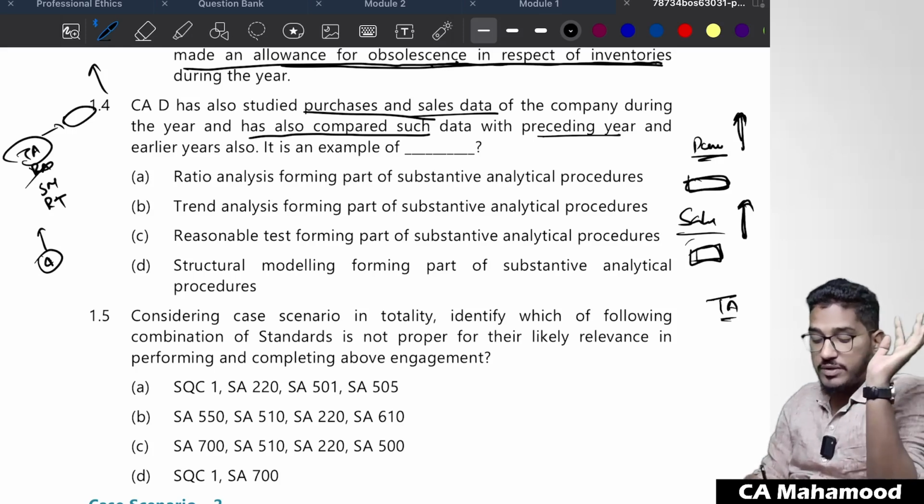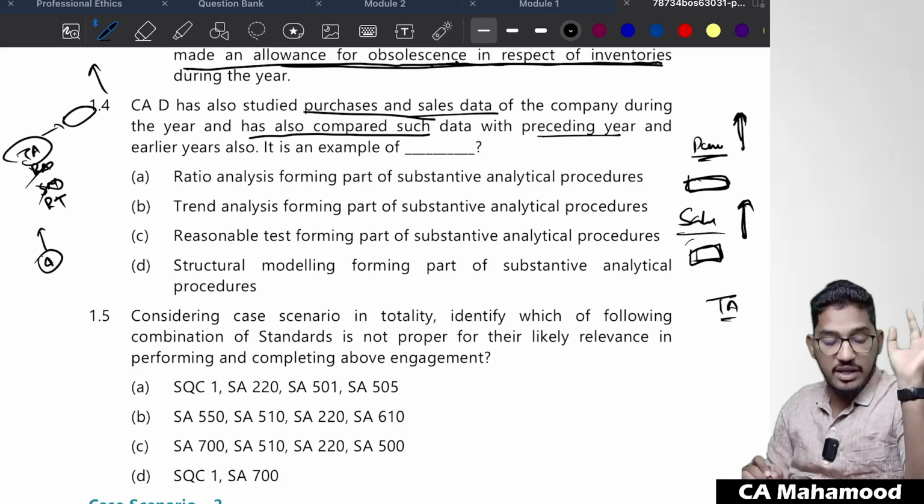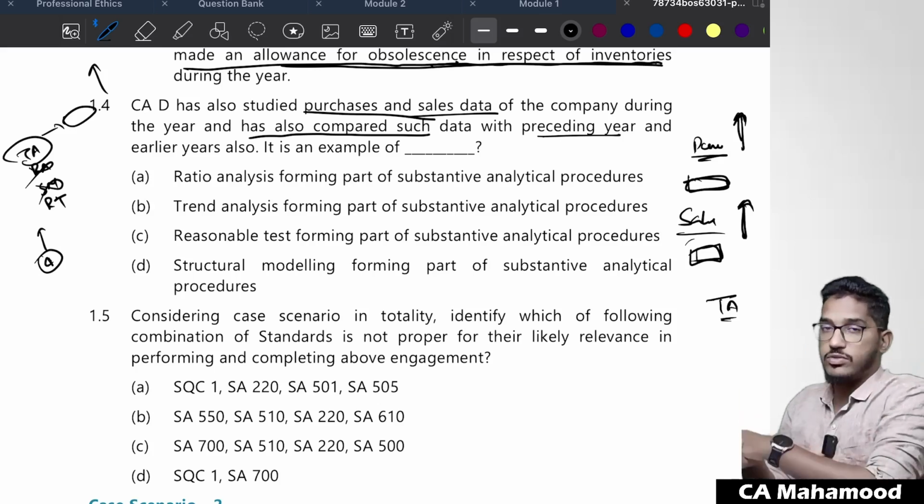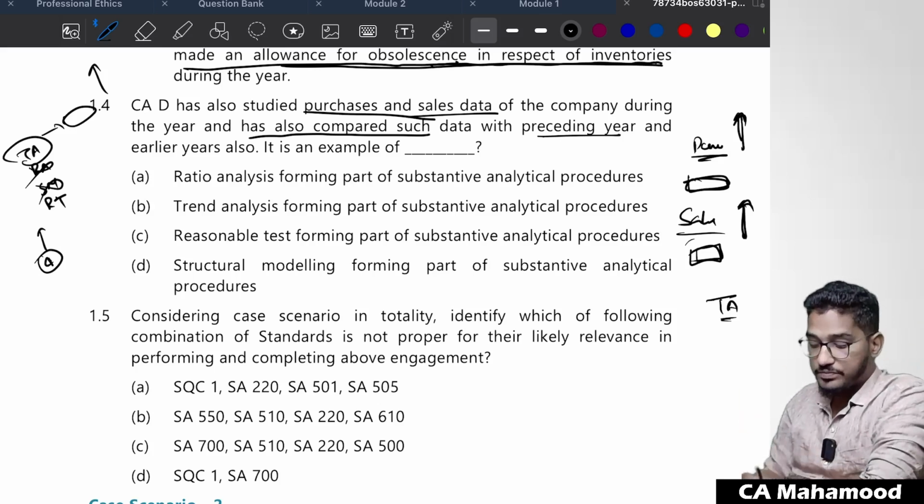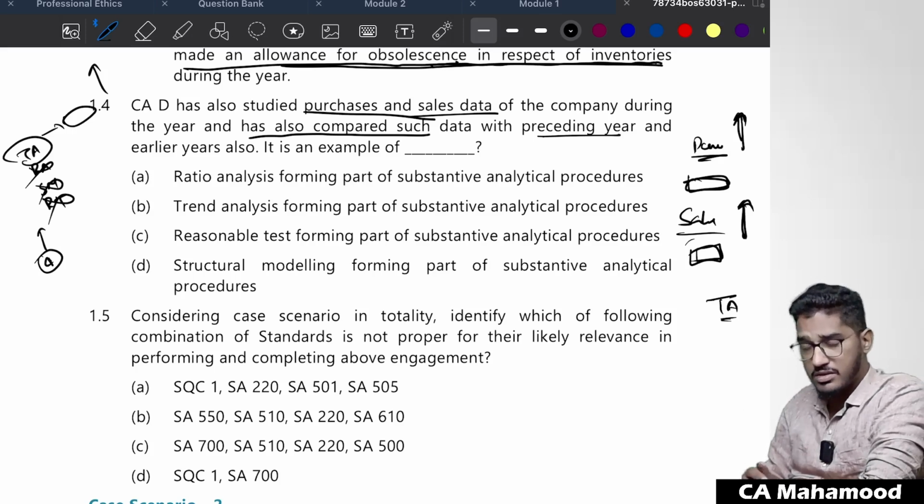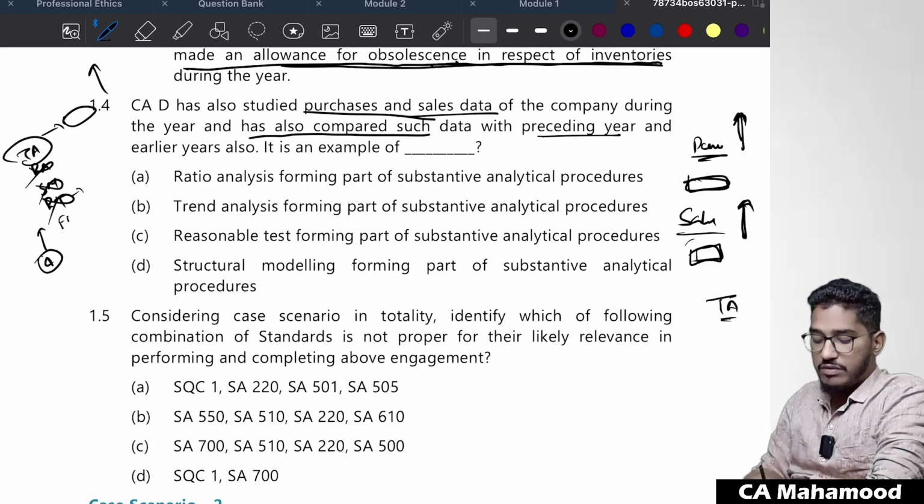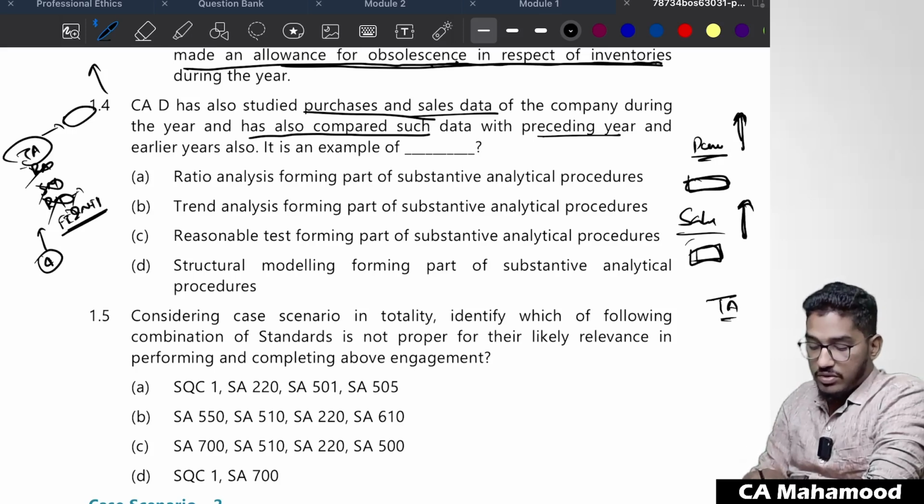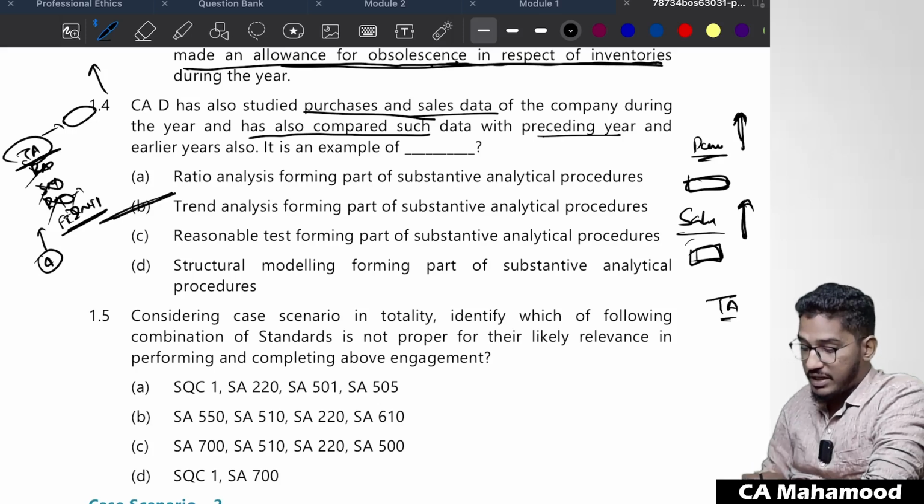Is it structural modeling? Structural modeling means using some statistical software. They did not say anywhere he is using statistical software. Sir, what is reasonableness test? Reasonableness test means you take one financial item and study its relationship with a non-financial item of the same year. Here we are not studying any relationship between financial and non-financial items. So what is the suitable one here? The auditor is doing trend analysis here. So option B is the correct option.